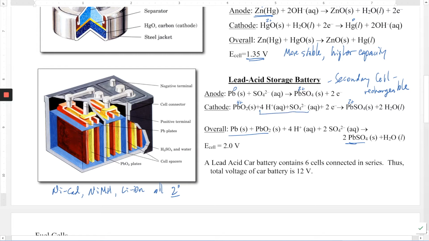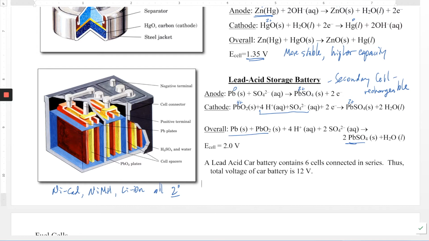And this is a rather dangerous cell in that respect because recharging it, if you're not careful, can lead to generation of hydrogen gas from the sulfuric acid. So you have to be very careful, especially when jump starting these batteries, that you don't get a spark that could ignite hydrogen gas and cause you to get a face full of sulfuric acid.